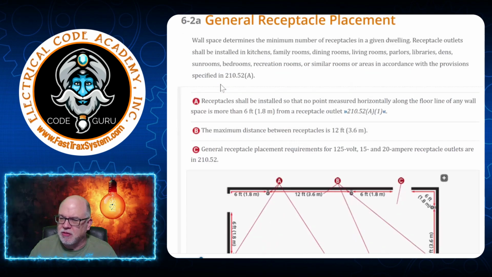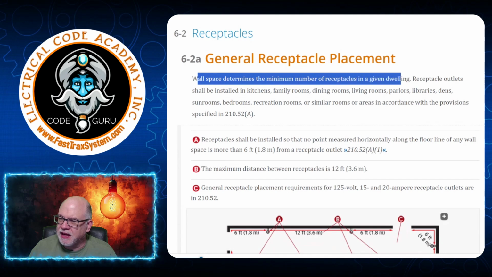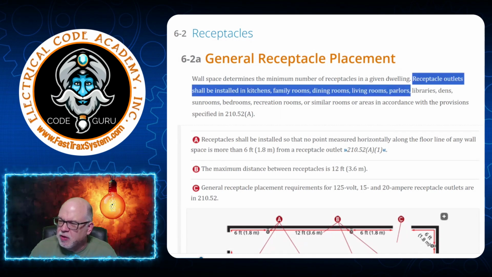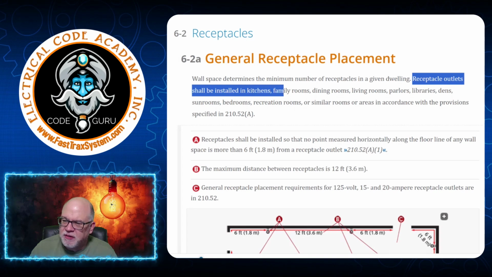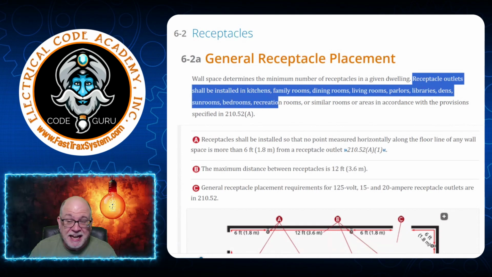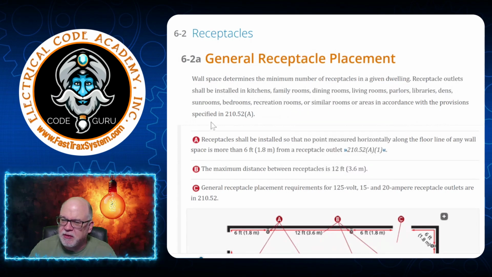All right, so general requirements. It says the wall spacing determines the minimum number of receptacles in a given dwelling, okay? So the wall spacing, and of course the VA per square foot. And again, we have to start placing these receptacles. It says receptacle outlets shall be installed in kitchens, family rooms, dining rooms, living rooms, parlors, libraries, dens, sunrooms, bedrooms, recreational rooms, or similar rooms or areas similar to all those we just mentioned, in accordance with the provisions specified in 210.52(A). Okay, so there's our code.